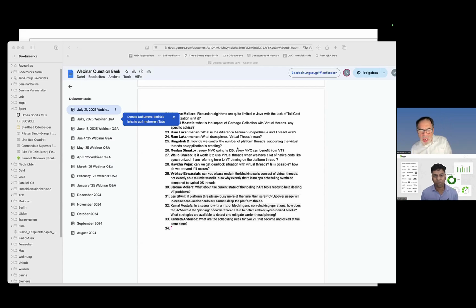King Shuk, how do we control the number of platform threads supporting the virtual threads application? Yeah, you can configure the thread pool size with a parameter. I don't have it in mind exactly where you do it, but you can configure it. But ideally, you shouldn't configure it because the default size is the number of CPU cores you have. You should just make sure that you keep your threads always busy. That's what you should do. You should not tweak the pool size.